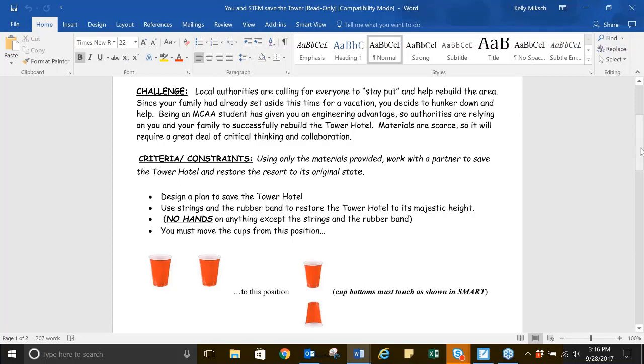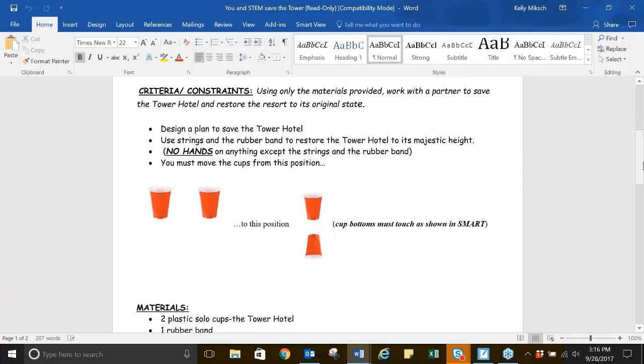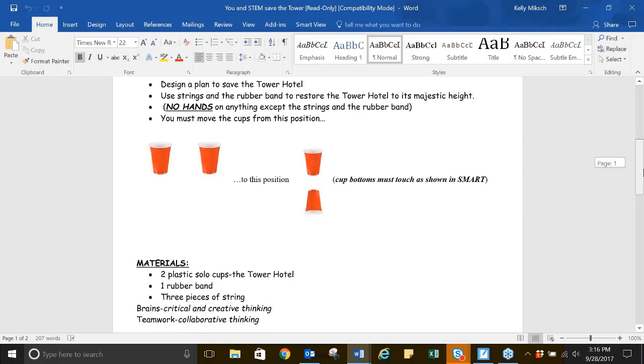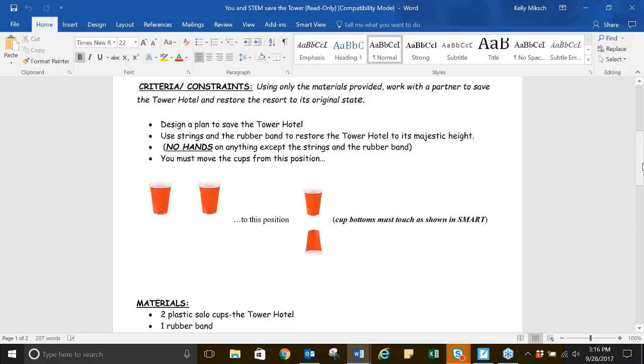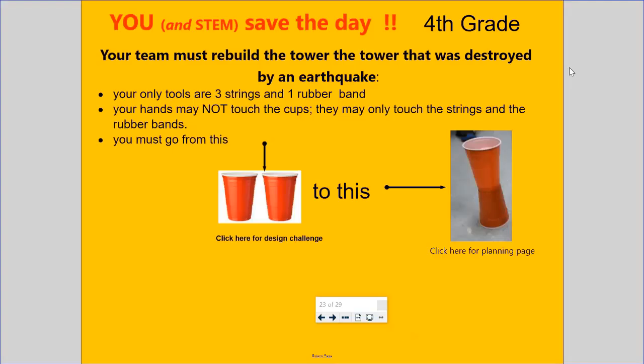And then they have their challenge. This is what they have to do. This is the challenge before them. And then the criteria and constraints. This is the parameters you have to work within to get to that end goal. And then design a plan using string and the rubber bands. You must have the cups from this position to this position. And then the materials. The materials is what always kind of stumps them because they're having to work within these certain guidelines. So that's fourth grade.